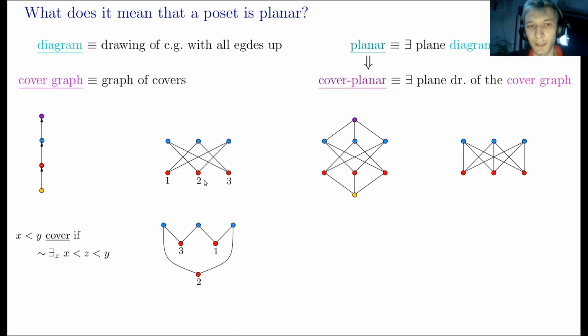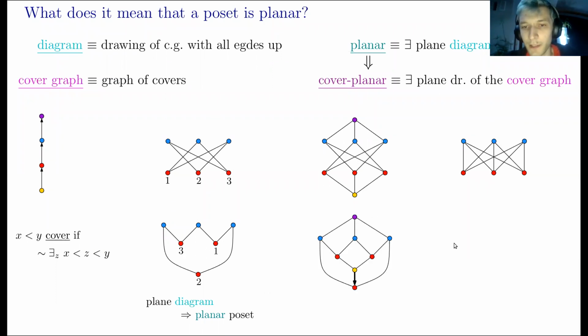Yes, still, for example, still 2 is not comparable with this middle blue. This is preserved. So plane diagram means planar poset. Now let us move on to the second one.